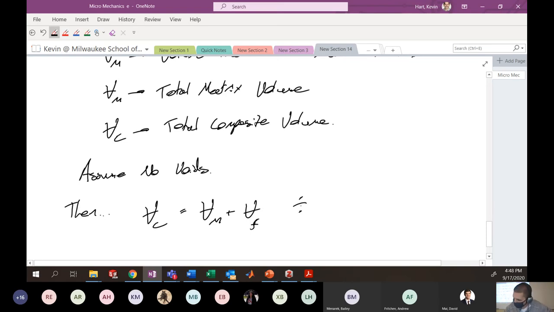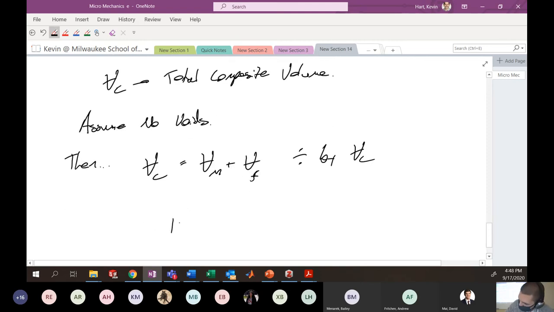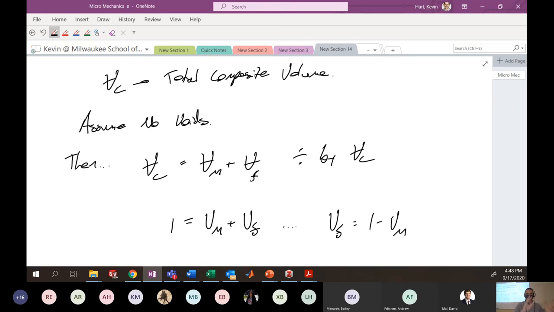So if we divide all of this by the volume of the composite, you're going to end up with an expression that looks like 1 is equal to the volume fraction of the fibers plus the volume fraction of the matrix. Or if you rearrange, the volume fraction of the fibers is simply 1 minus the matrix volume fraction. Sort of makes sense. So if your composite is a 100% whole, then whatever portion is not the matrix is the fiber, and vice versa. Okay? I think that's pretty straightforward.